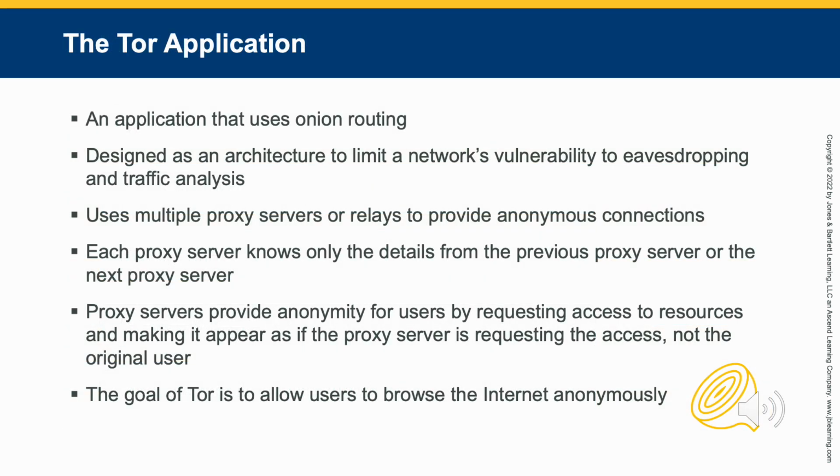The Tor application. It's an application that uses onion routing, designed as an architecture to limit a network's vulnerability to eavesdropping and traffic analysis. It uses multiple proxy servers or relays to provide an anonymous connection. Each proxy server knows only the details from the previous proxy server or the next proxy server. Proxy servers provide anonymity for users by requesting access to resources and making it appear as if the proxy server is requesting the access and not the original user. The goal of Tor is to allow users to browse the internet anonymously.